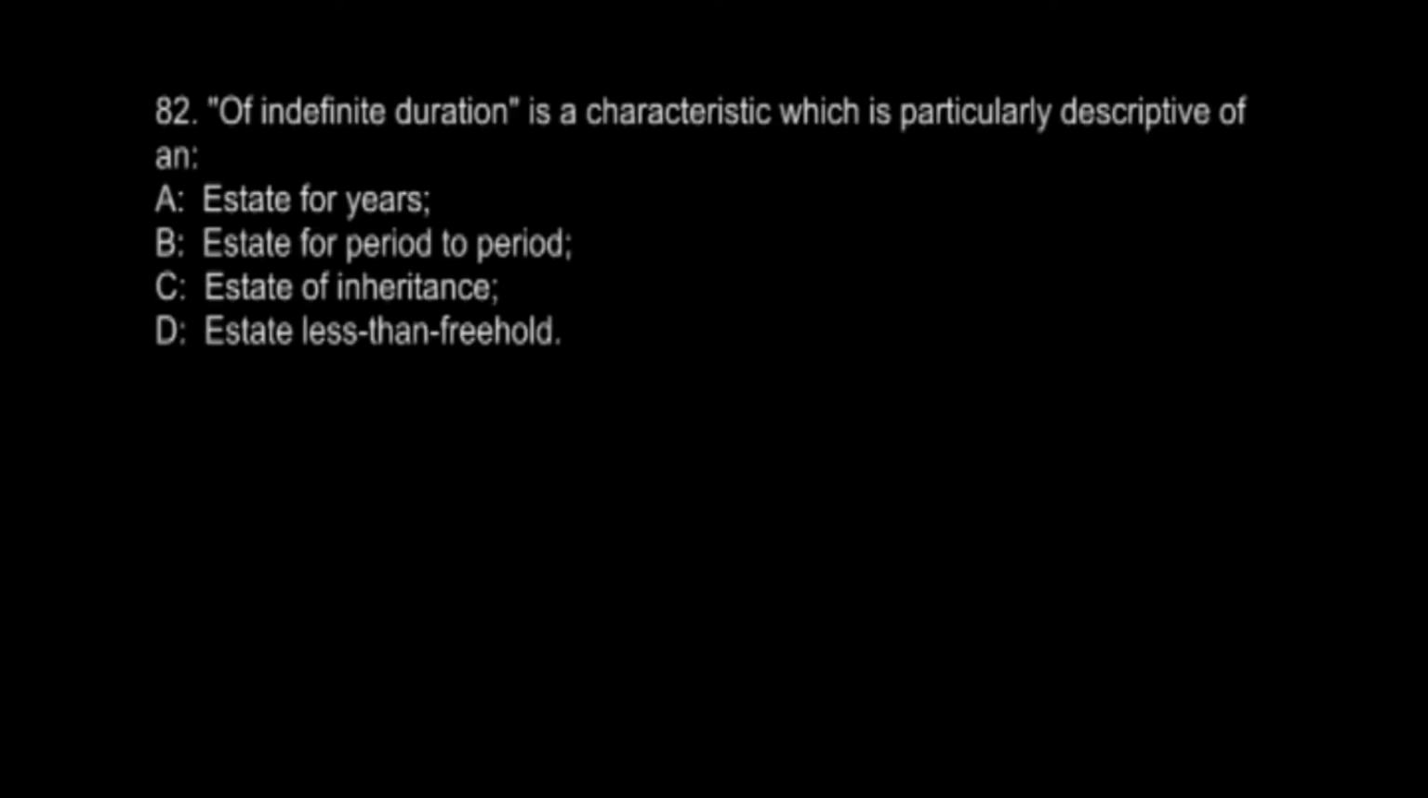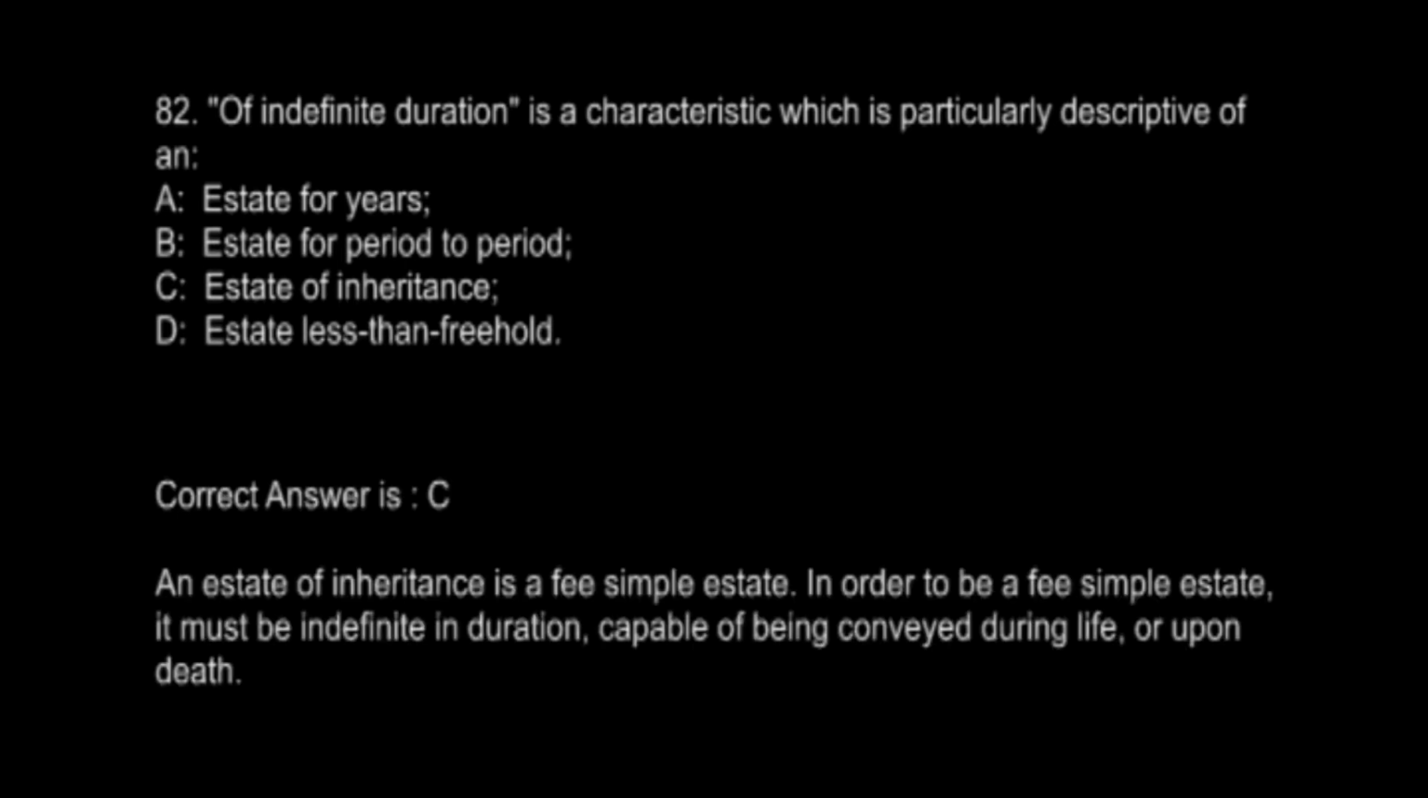82. Of indefinite duration is a characteristic which is particularly descriptive of an A. estate for years, B. estate for period to period, C. estate of inheritance, D. estate less than freehold. Correct answer is C. An estate of inheritance is a fee simple estate. In order to be a fee simple estate, it must be indefinite in duration, capable of being conveyed during life, or upon death.